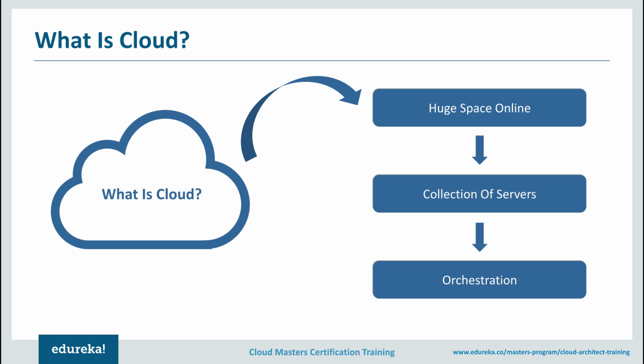If there is a situation where you need to upscale or downscale, that can be done in minutes. And there are quite a few different services provided to you that enable you to carry out various tasks with a lot more ease. That is why this word orchestration is very important. And that is why cloud is very different from the situation we were in before cloud came into existence. I hope the definition of cloud is clear to you guys.